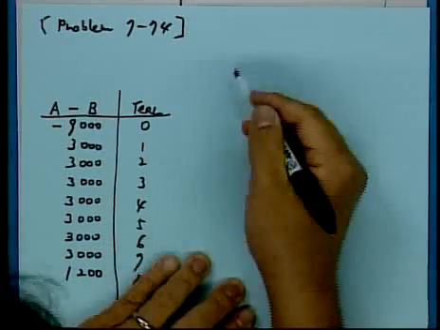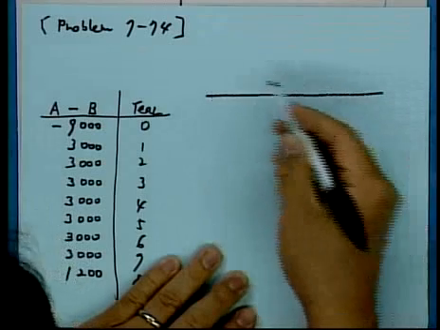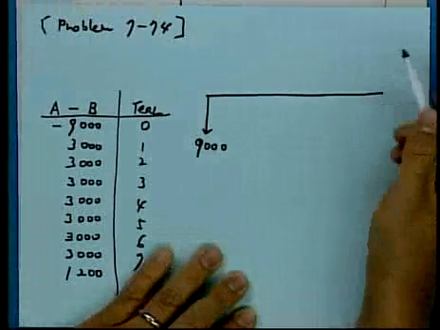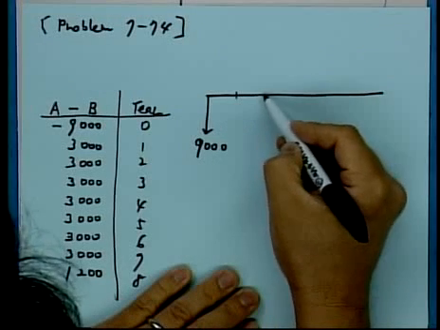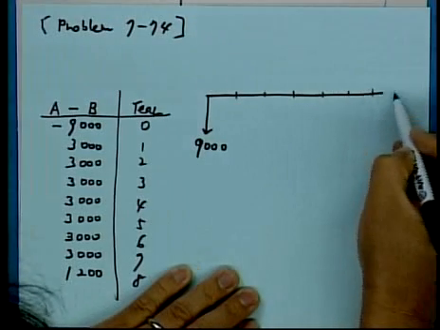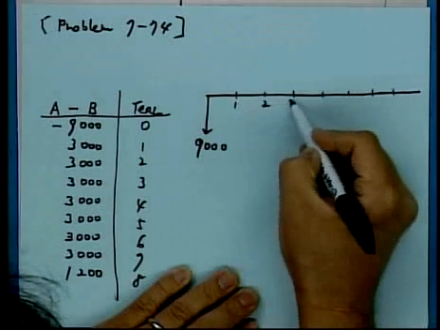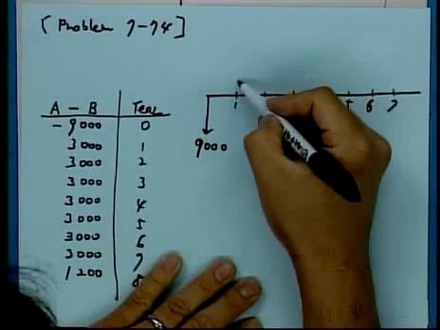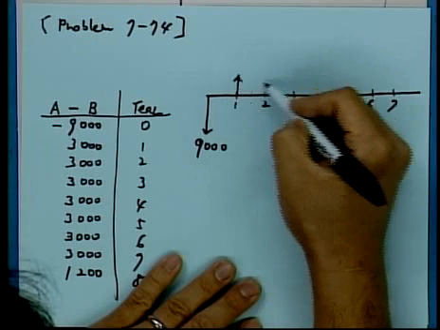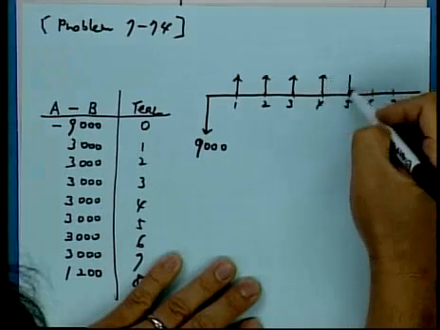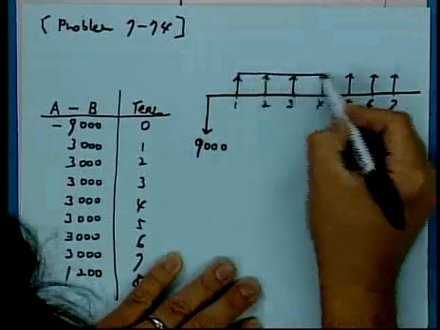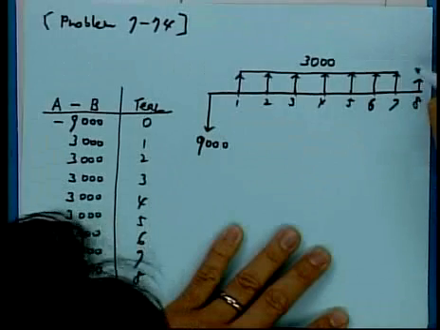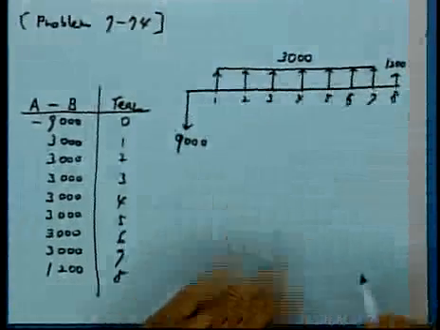If you draw the cash flow diagram, it's going to be initial cost of $9,000. And for the next 7 periods, one, 2, 3, 4, 5, 6, 7, there is an annual benefit of $3,000. Also, at the end of period 8, there is benefit of $1,200. Okay?